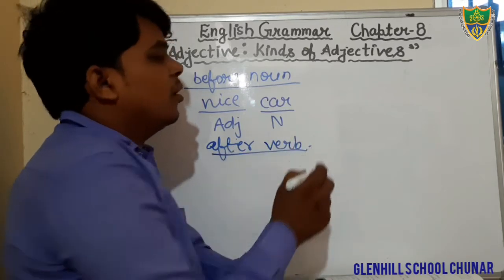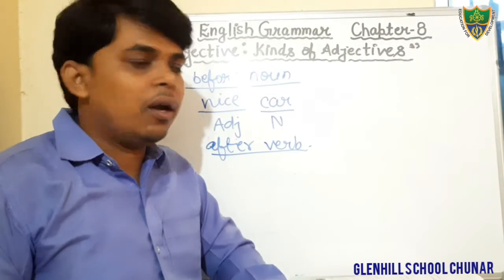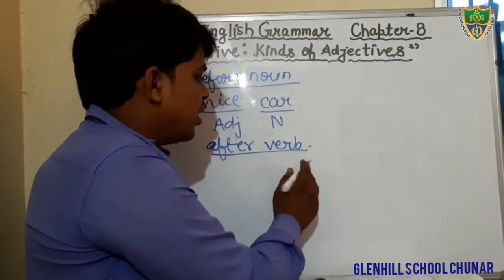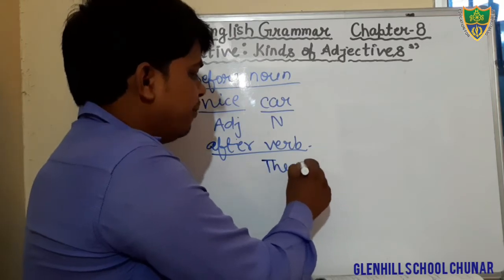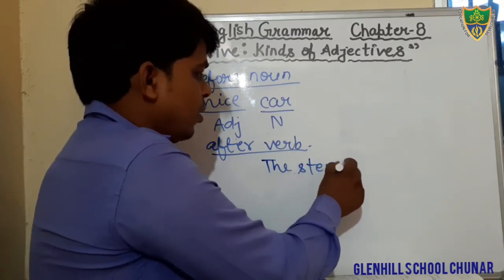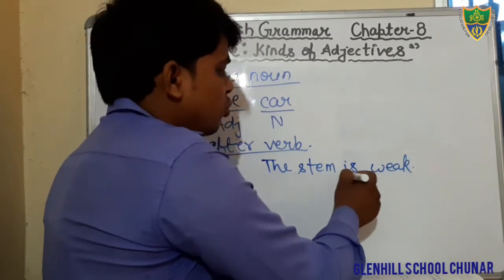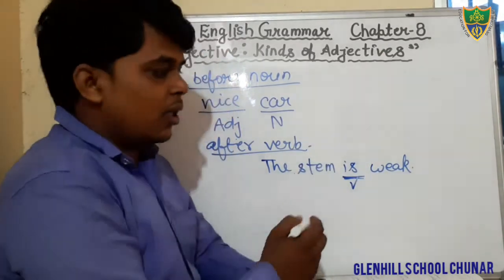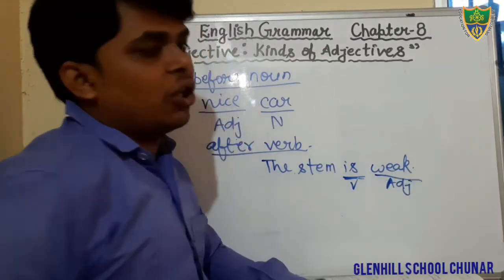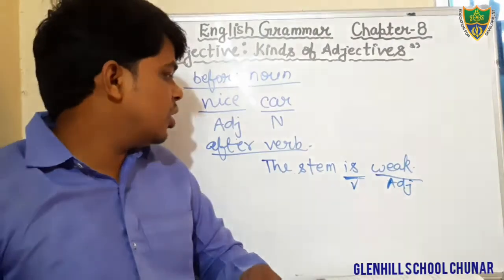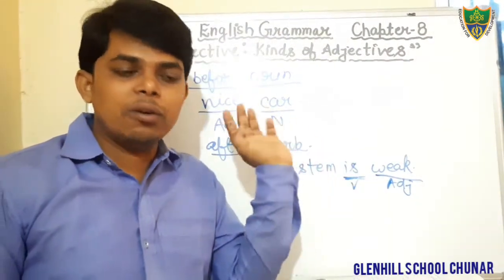And what are they? Be, is, am, are, was, were, and been. Yes students, for example, we can see: the stem is weak. In this sentence, what is the verb? Is is the verb, and weak is the describing word, the adjective. So this is the second feature of an adjective, that it occurs just after the verb.